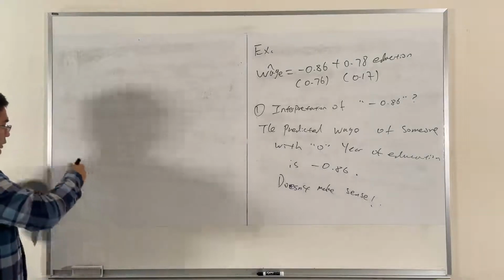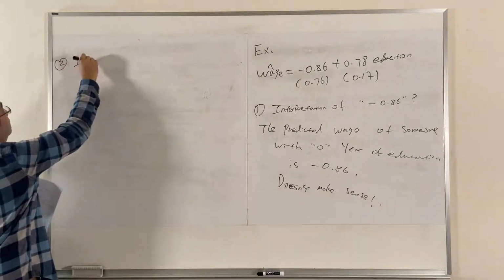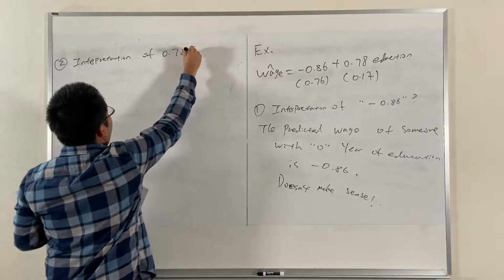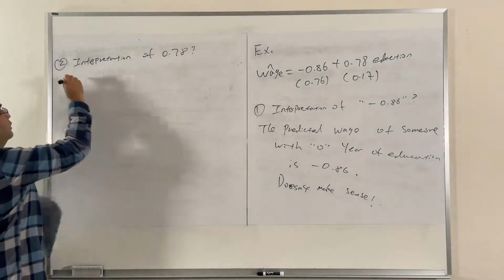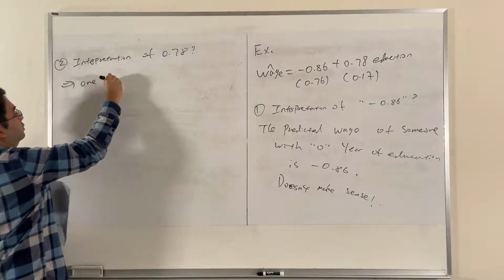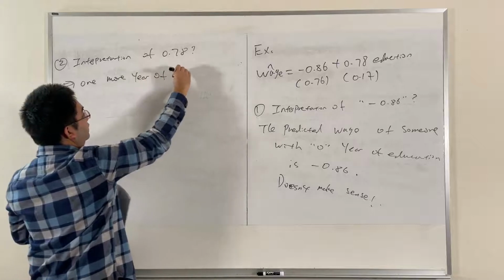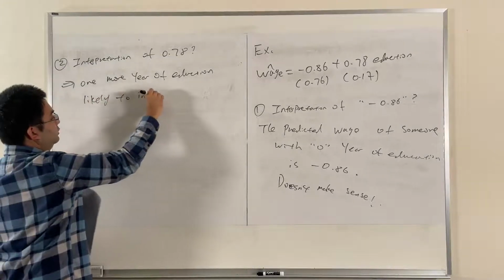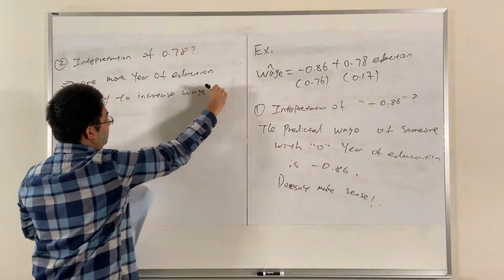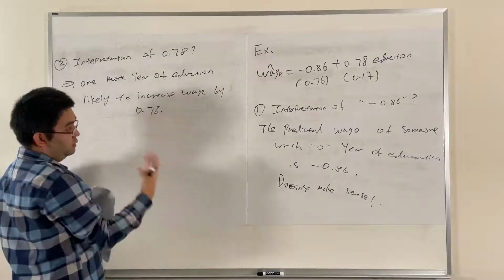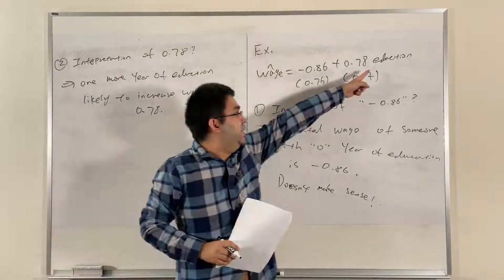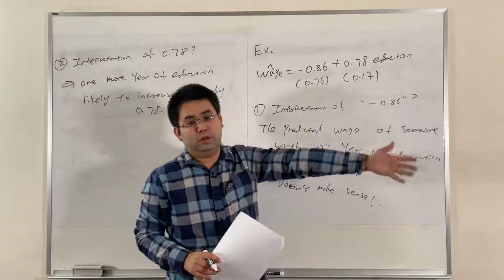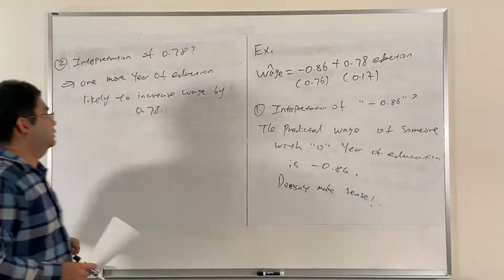Okay, so number 2, the interpretation of 0.78. What's the interpretation of that value? One more year of education is likely to increase wage by 0.78. So that's the interpretation. If education goes up by 1, then wage is going to go up by 0.78 units. Getting one more year of education increases your wage by 0.78.